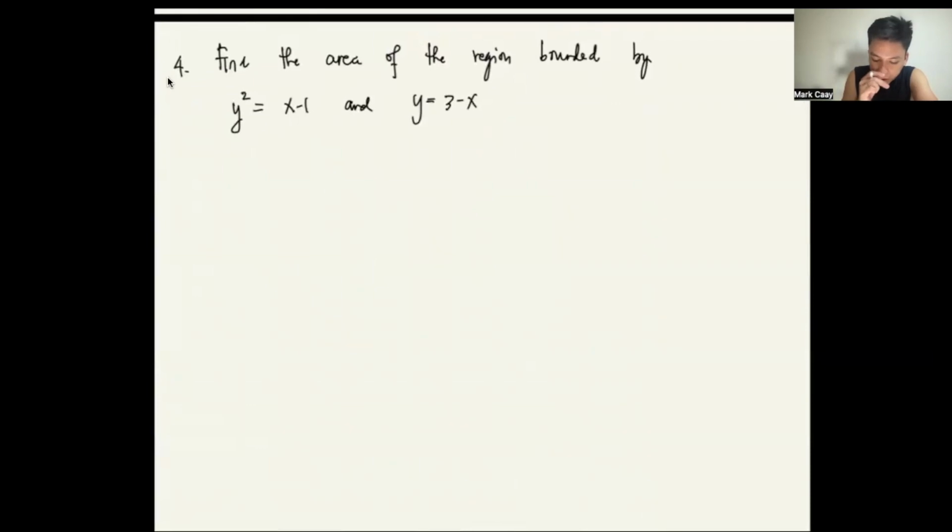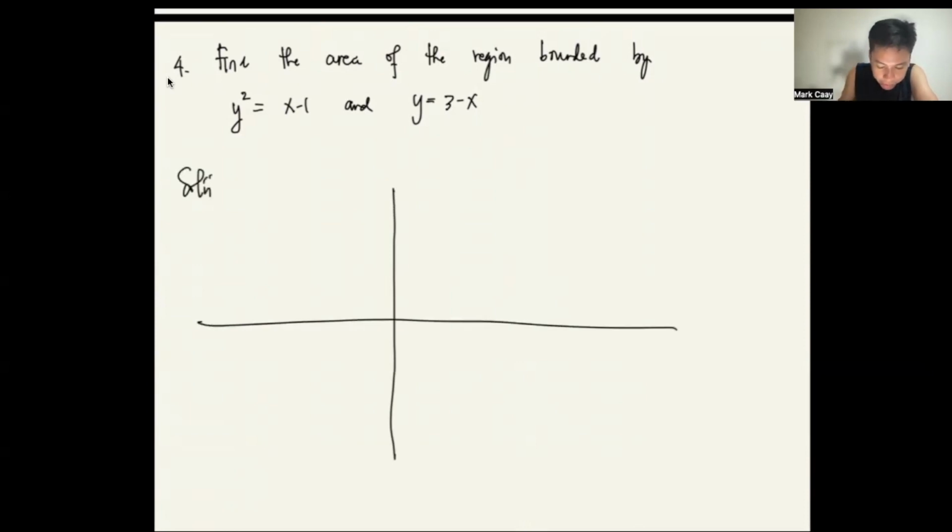Okay, number 4, find the area of the region bounded by this. Y squared equals x minus 1 and y equals 3 minus x. So how do we do that? Remember, let's get the formal solution. So let's plot this first. Y squared equals x minus 1. So alam natin na parabola to with vertex 1, 0. So dito. Tapos naka-open siya to the right.